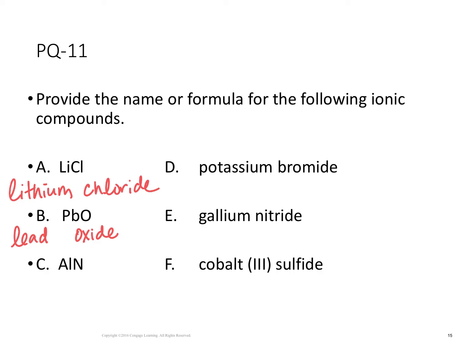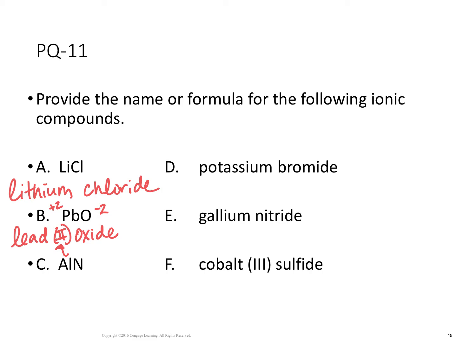You could have lead with a +2 charge. You could have lead with a +4 charge. So we need to indicate what it actually is. If we think about the formula unit here, we know the oxygen ion has a -2 charge. If there's only one lead to balance that out, it must be +2. So to indicate that we have lead with a +2 charge, we're going to use a Roman numeral 2. So you use Roman numerals when you have a transition metal, and the Roman numeral is equal to the charge.